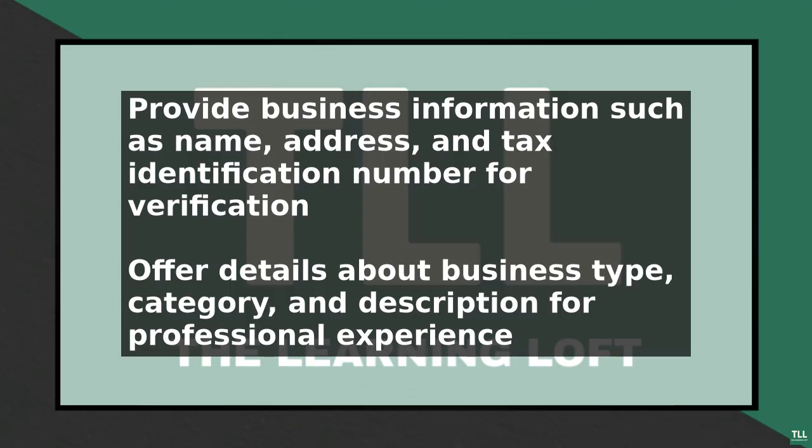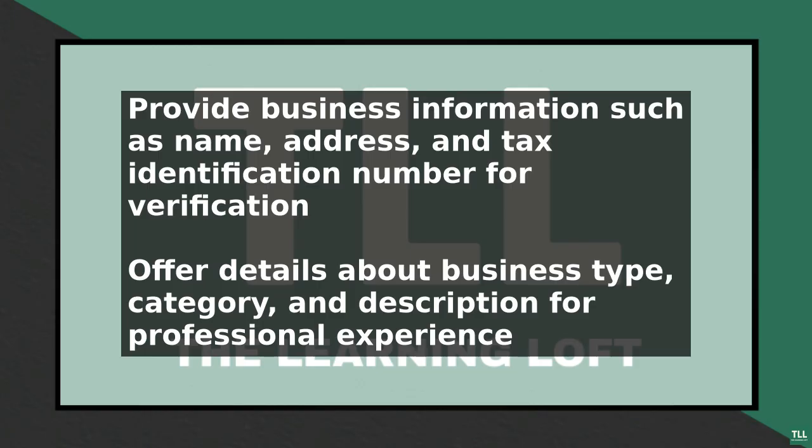You will also need to provide information about the type of business you own, including the business category and a brief description of your business. This information is used to verify your business and to provide a more professional experience for your customers. Once you have provided all of the required information, click the Agree and Continue button to proceed with the upgrade.